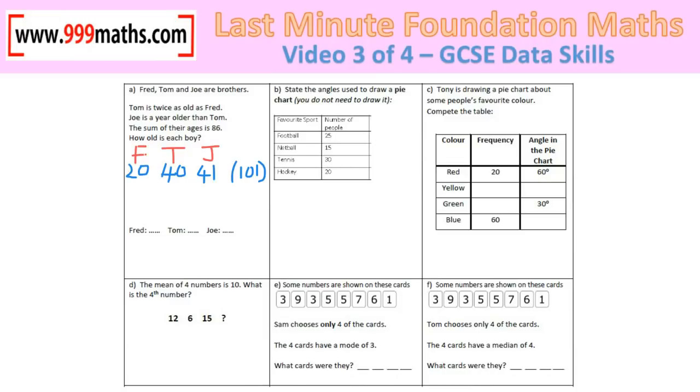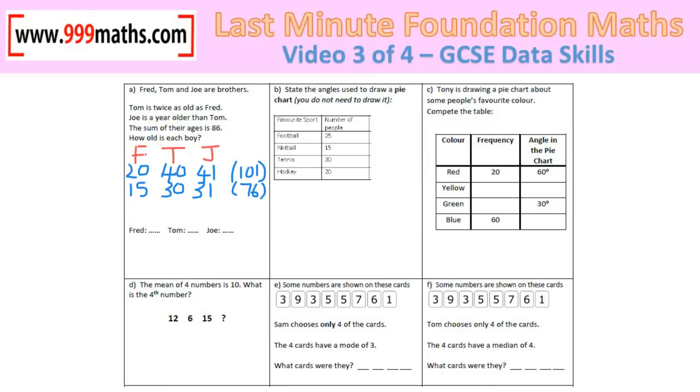Now, unfortunately, that's too big because I want the total age to be 86. So I'm going to have a lower guess. I think my next guess is going to be smaller. So my next guess might be 15 for Fred. Tom is twice as old. Joe is a year older than Tom. 15, 30, 31 gives 76 this time. So unfortunately, this one's a little bit too small.